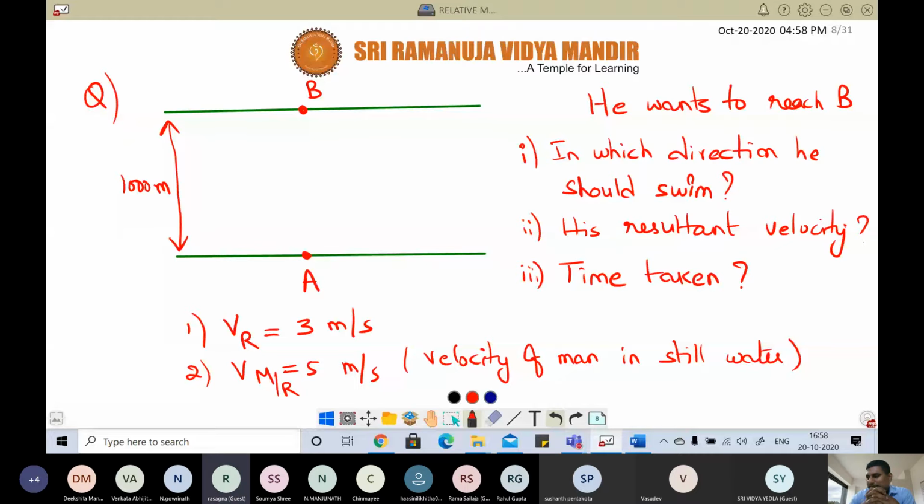Sir, 143 degrees with positive x-axis direction. With positive x-axis, 143 will be 90 plus 53 degrees. 90 plus 53. No, it's not 53. Please check.